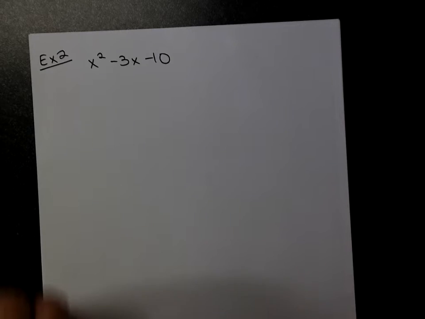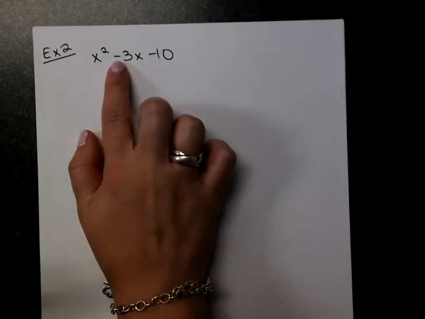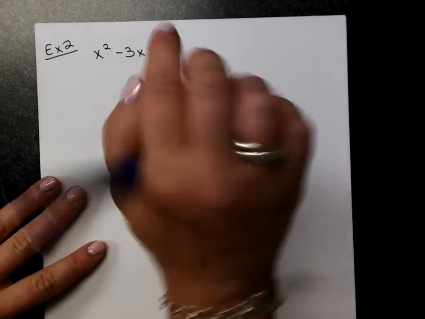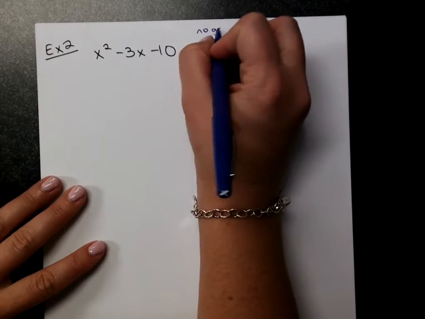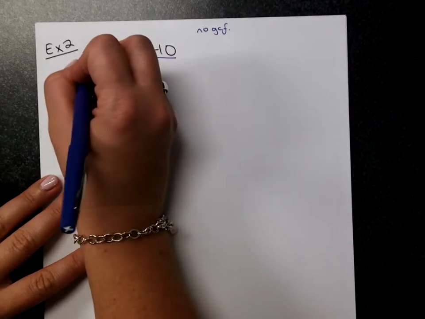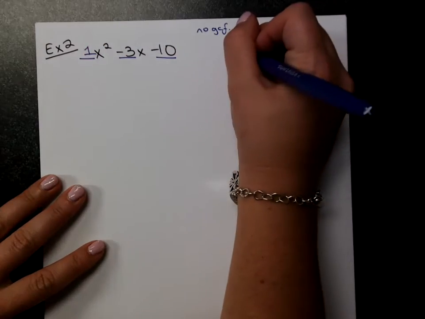Alright, let's go over example 2. So we have x squared minus 3x minus 10. We're going to check for a GCF before we do anything. So there's no GCF. A, B, and C. So A is 1. We're going to set up our chart.